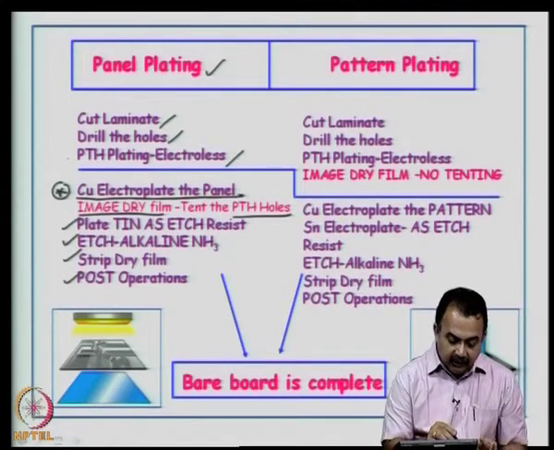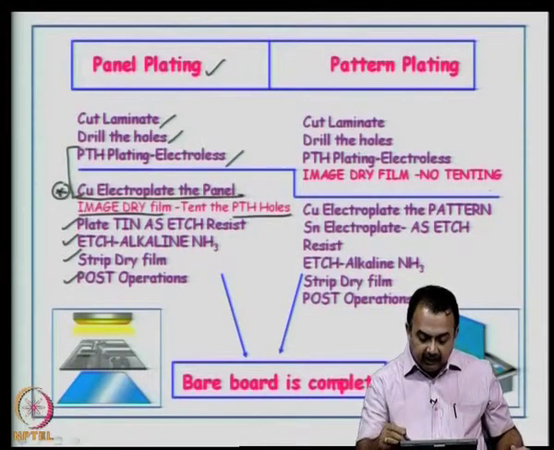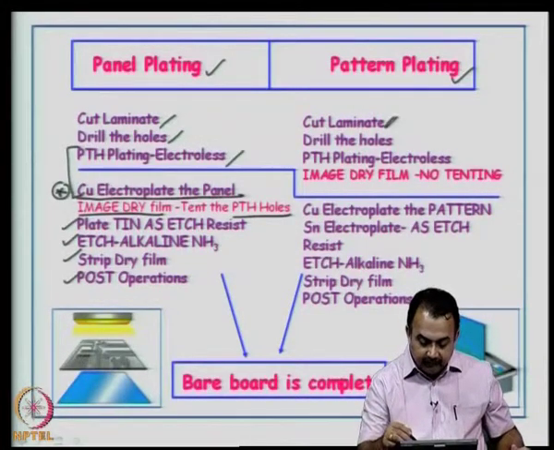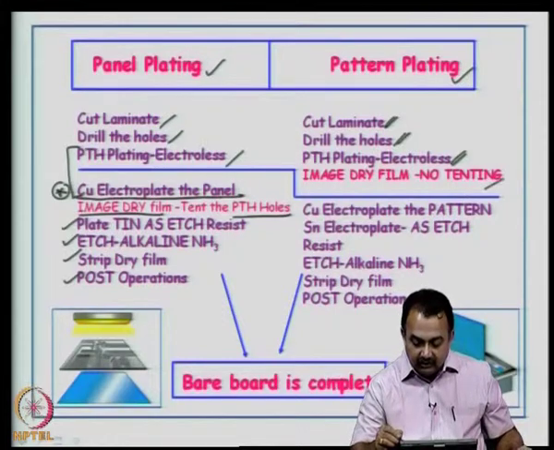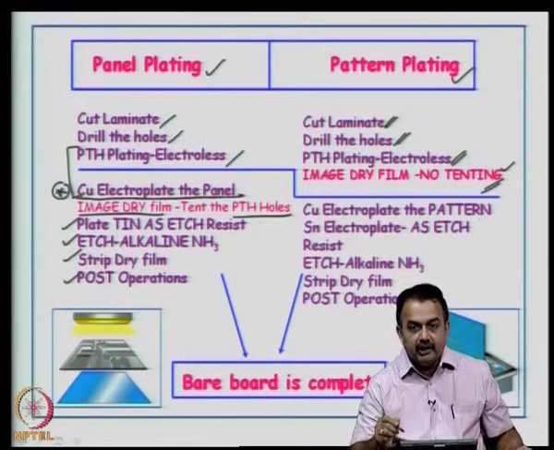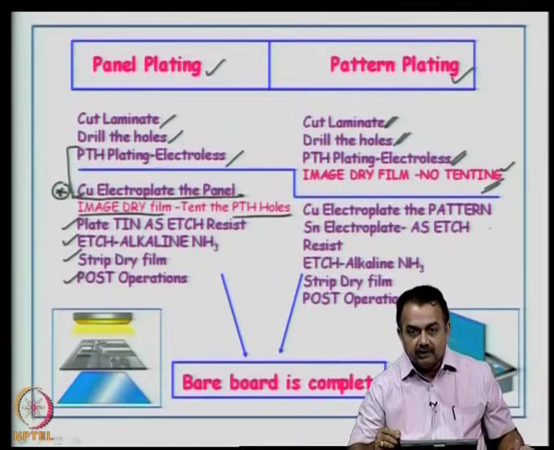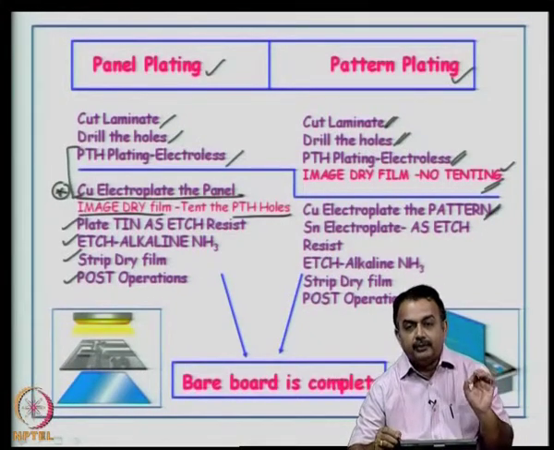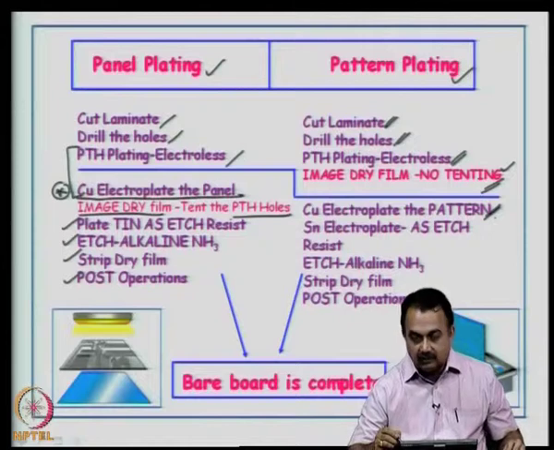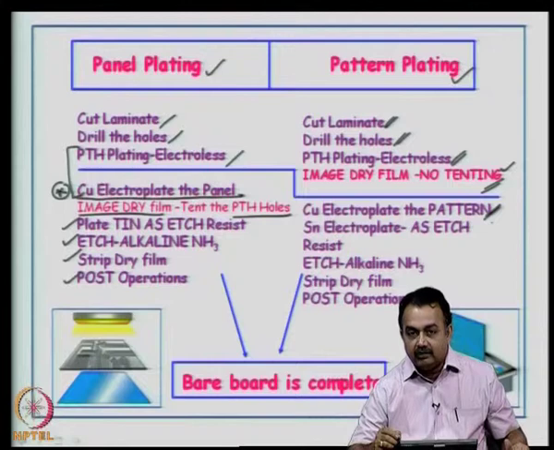Now, watch how it is done in the pattern plating process. In the pattern plating process, you cut the laminate, drill the holes, and electroless plating is done. Now, you do imaging of the dry film, no tenting is done. Compare it to the previous process. Now, you build up the copper by electroplating on the pattern areas that you require, to add more copper to the required thickness. It could be from 8 microns, you are going to build, let us say, 22 microns.